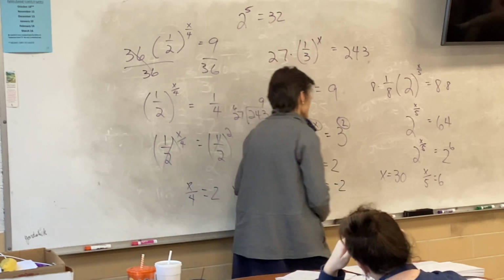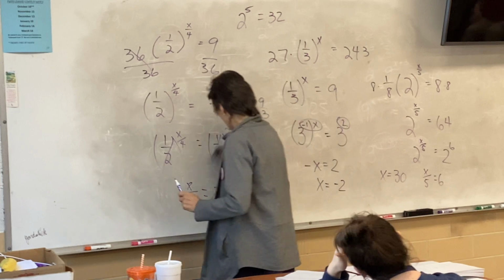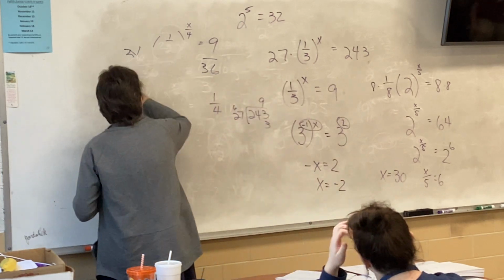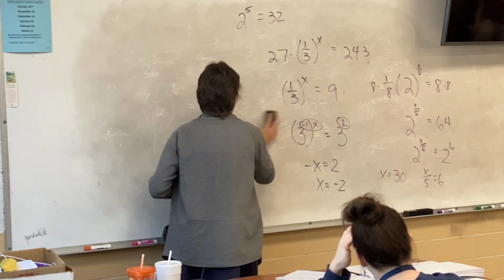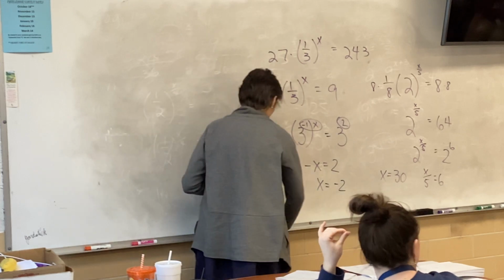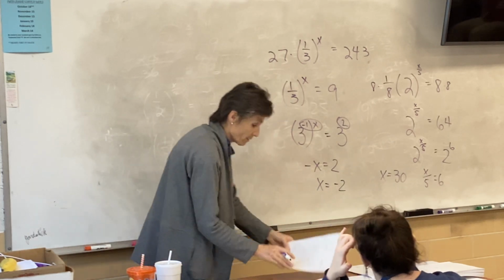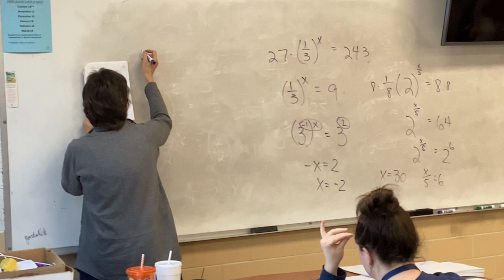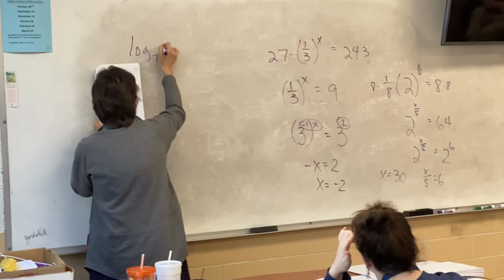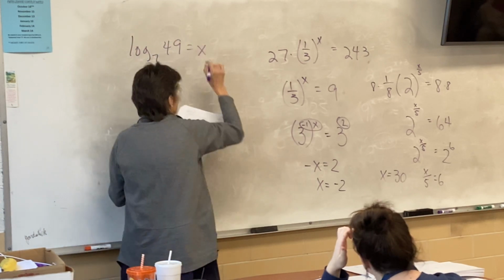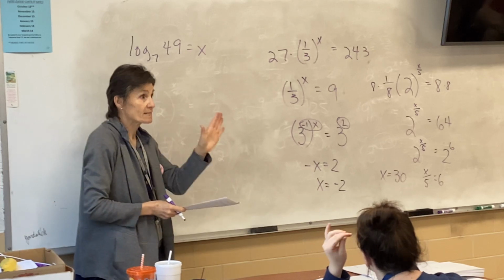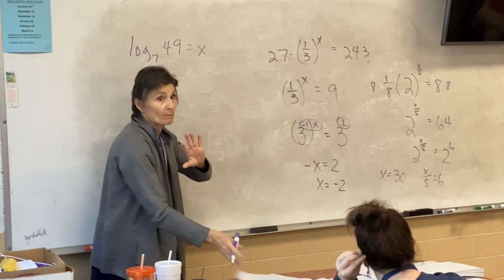All right. Now we're going to solve some logarithmic equations without a calculator. Now some of these we've already done. Look at this one. Log base 7 of 49 equals x. We already did this kind of problem. Does anybody remember how we do it?